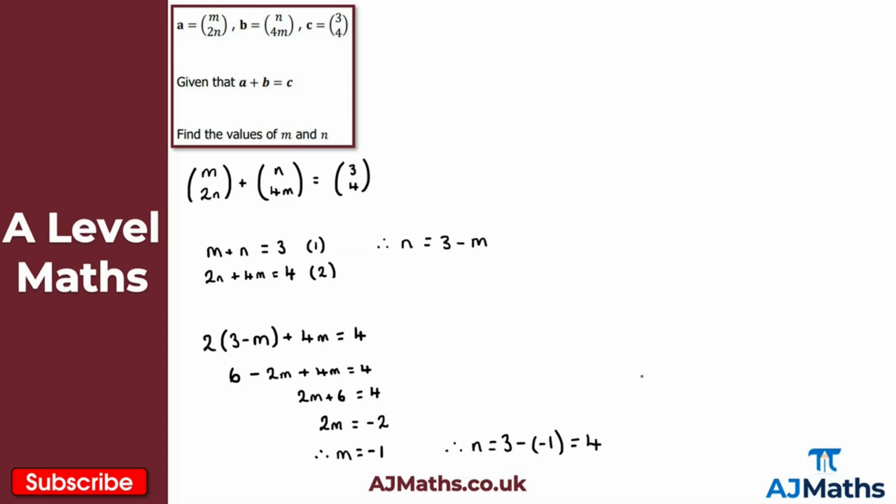Okay? And there we have it. So you can see the value of m there is minus 1. The value of n is equal to 4. And there we have it. So that gives the solution there to question 6. That brings us to the end of this video on exam revision for 2D vectors.